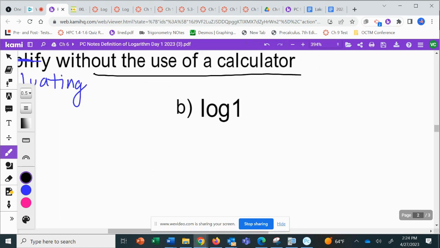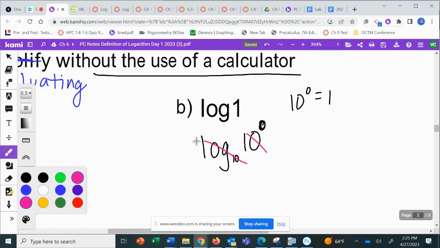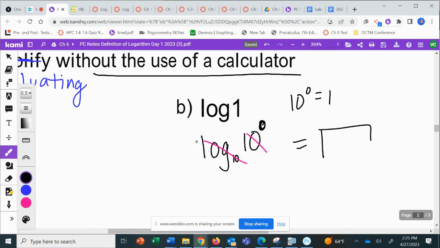Log 1. What is my base? Okay. So if you need to write it in, that's fine. So 10 to the what? 10 to the 0 equals 1, right? So this is a 0. So what's my answer? The exponent, 0. So normal 0.